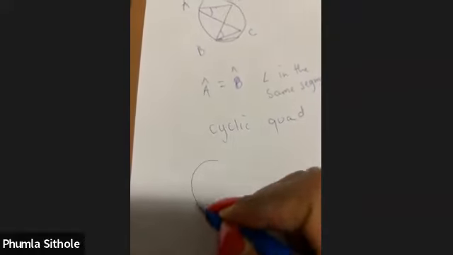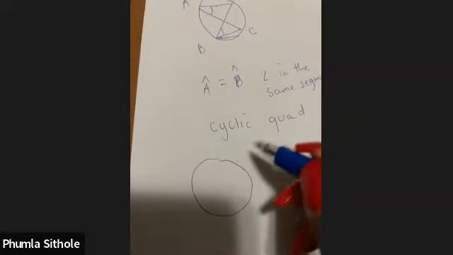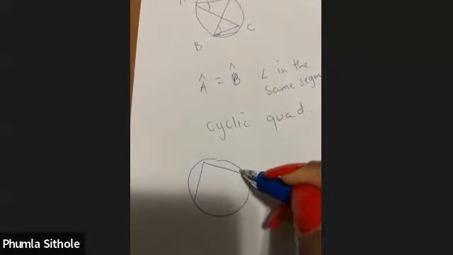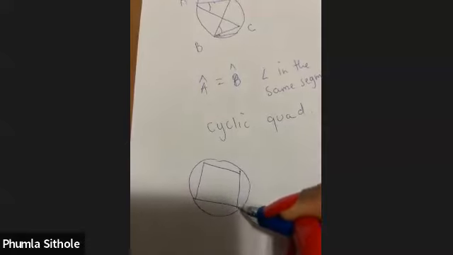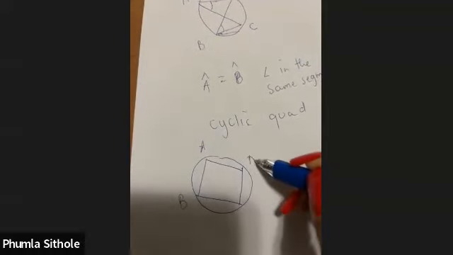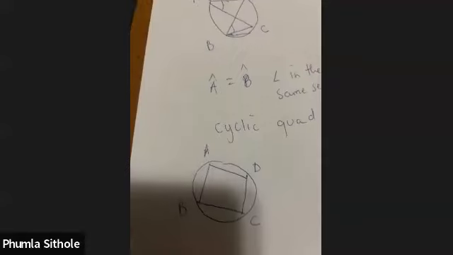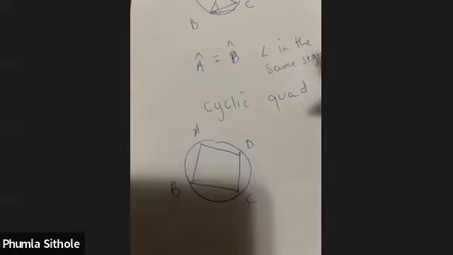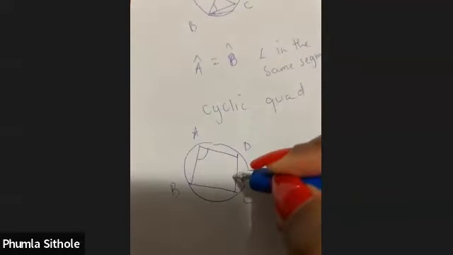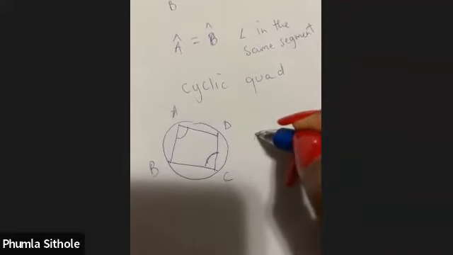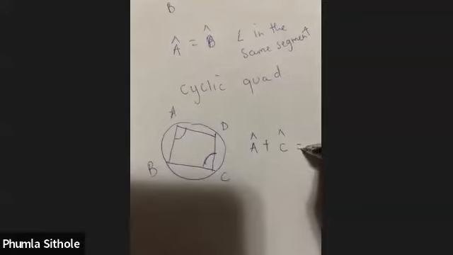Let's say you have a circle again. Then you have, this is your first chord, the second chord, the third chord, and the fourth. So this is A, B, this is D, this is C. This is also a cyclic quad. These are the properties of a cyclic quad. But in this case, these two, when you add them, they give you 180. So angle A plus angle C is equal to 180.